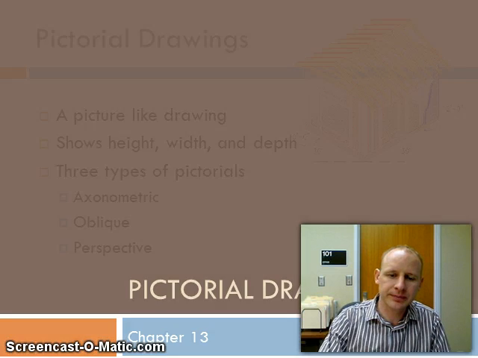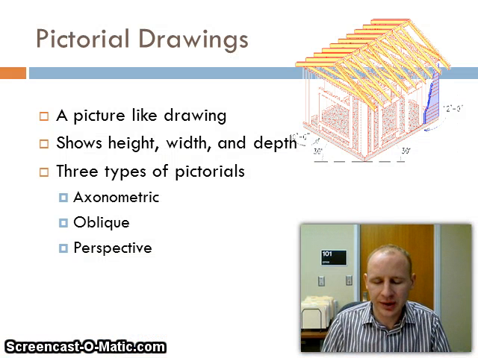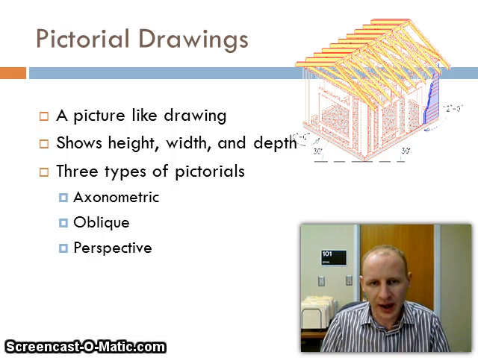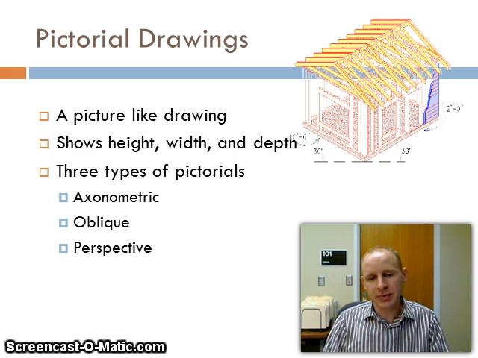Another type of drawing that we can do with our technical drawings is the use of pictorial drawings. And pictorial drawings are picture-like drawings. And in that we mean within a single view we attempt to show the height, width, and the depth. There are three different types of pictorial drawings that we can use, and they are axonometric, oblique, and perspective.